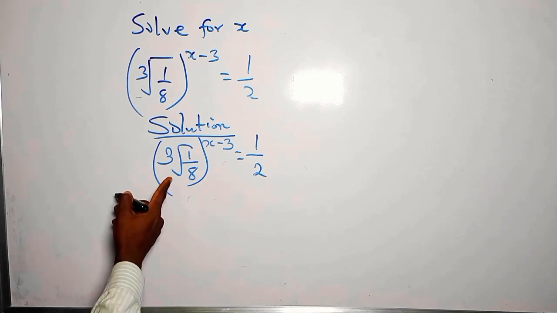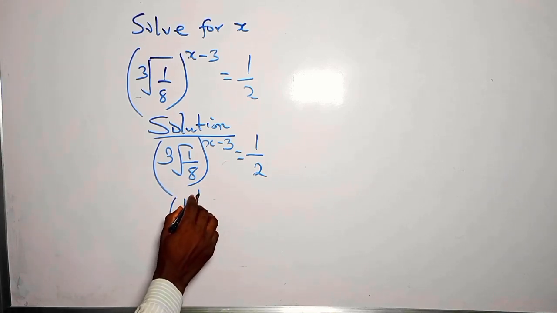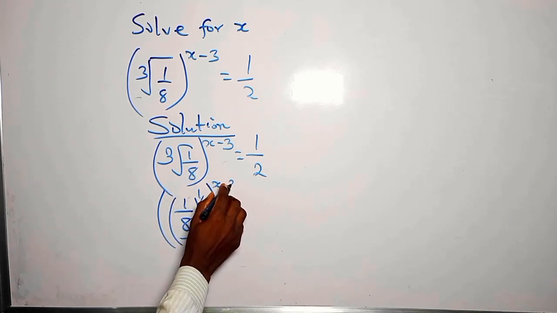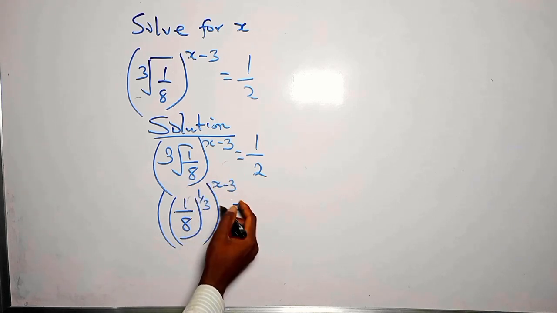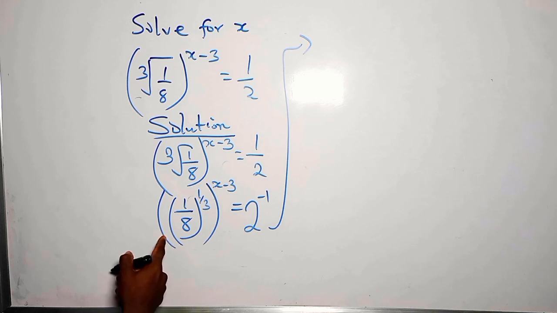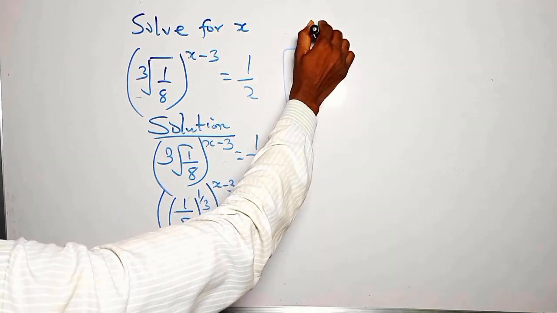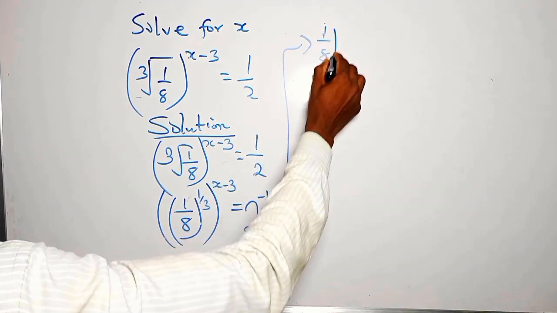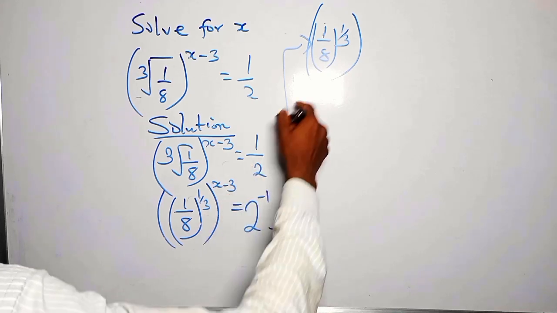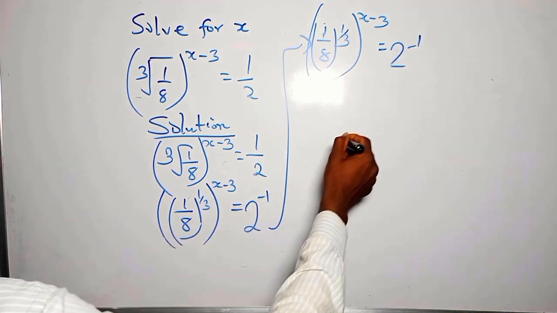Okay, we can write this as 1 over 8 raised to power 1 over 3, everything raised to power x minus 3, which is this. For 1 over 2, we can have it as 2 raised to power minus 1. Okay, so from here we have this as 1 divided by 8, raised to power 1 over 3, everything raised to power x minus 3, equals 2 raised to power minus 1.